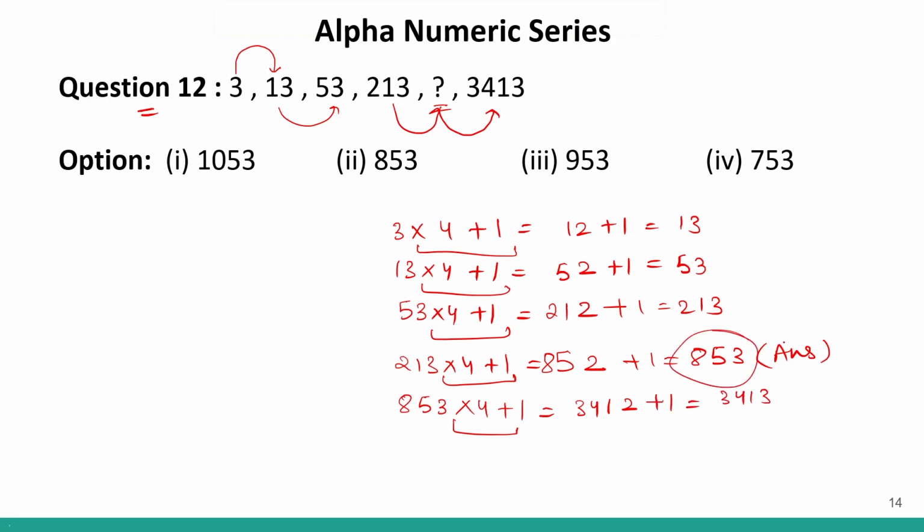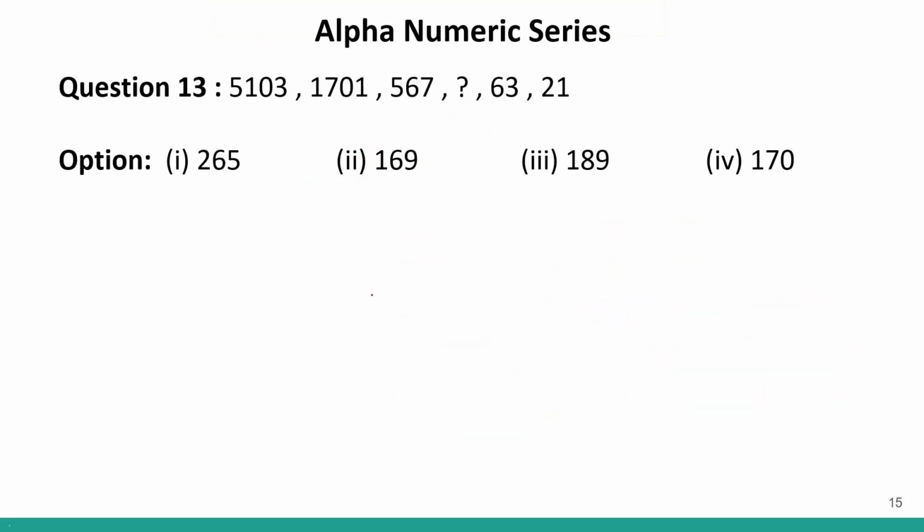So now 853 follows the logic with the previous number as well as the next number. So 853 will be the answer, which is given in option number 2. Okay, option number 2 will be the answer to this question. Clear? Question number 13. We have 5103, 1701, 567, 63, 21. Big jumps, but decreasing.